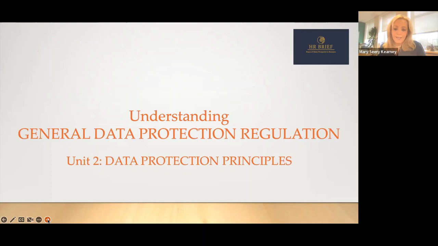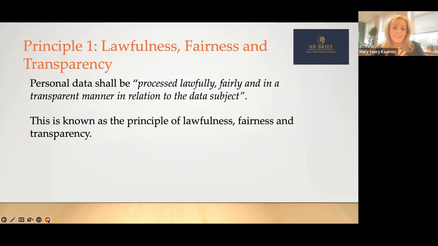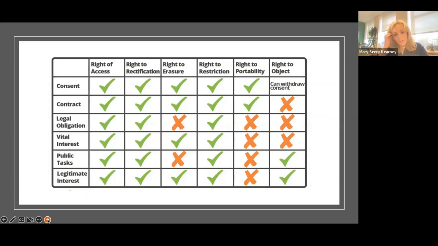Okay, looking at the data protection principles. These are the general ones. There are six of these. The first is that all data that you hold, you must process it lawfully, fairly, and with transparency. So in order to process it lawfully, you have to have a lawful reason for gathering it. And here we have on the side: consent, contract, legal obligation, vital interest, public tasks, and legitimate interest.